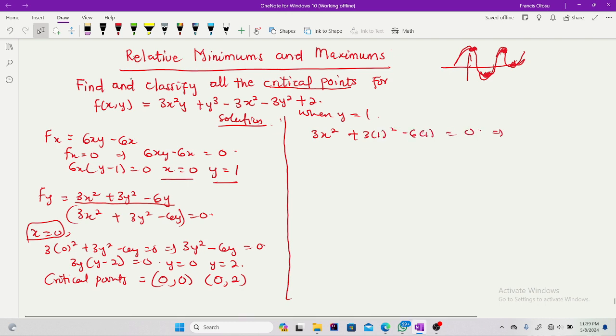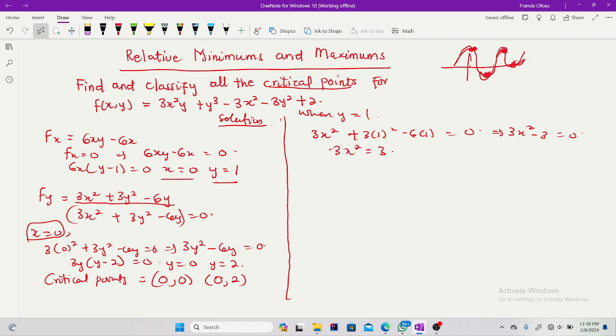So this is all 3x squared. This is 3 minus 6, negative 3, which should give me 0. So let's see. Right now, when y is 1, what are the critical points I'm getting here? So when y is 1, for x here I'm getting 3x squared. So I'll get 3x squared equals 3, right?